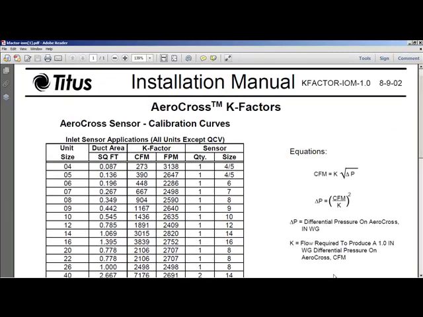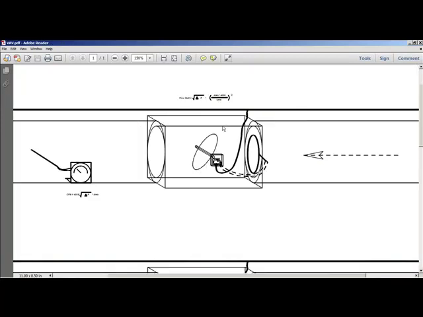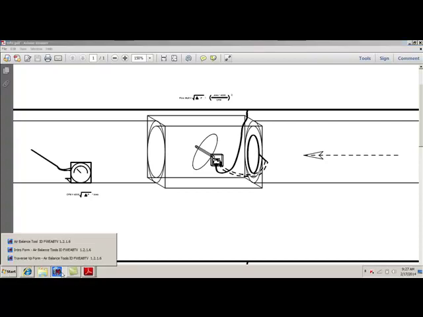So what is K-factor? According to Titus, K-factor is the flow required to produce a 1-inch pressure drop in inches of water differential pressure on the Aerocross CFM. So they're talking about the CFM rating. So here's a CFM for these different size boxes. The differential pressure is a differential pressure on the Aerocross sensor. So then our CFM is equal to our coefficient K-factor, which is our CFM, multiplied by the square root. So it's a CFM rating at a 1-inch pressure drop across this box multiplied by the square root of the differential pressure. So let's take a look and see what that looks like.